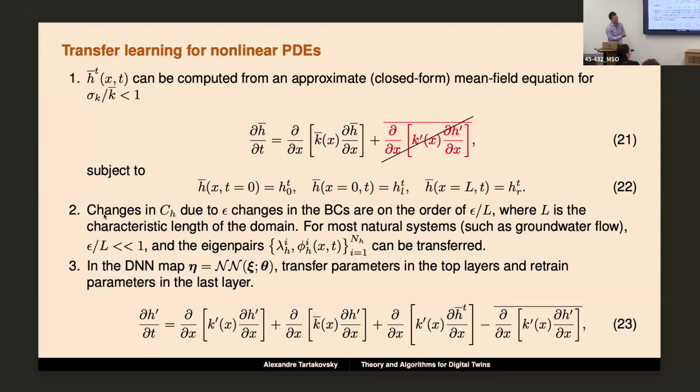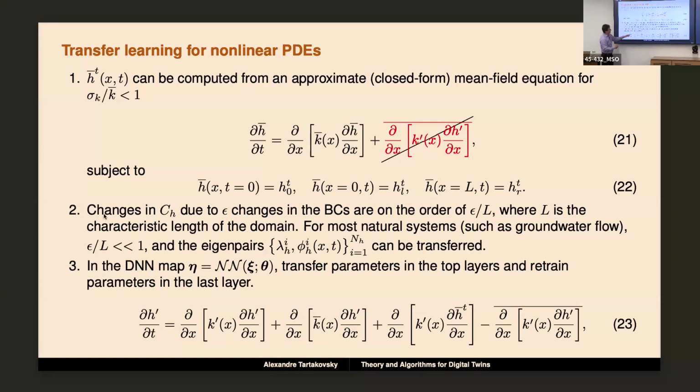Right, so my question was not properly posed. You say that the changes in the covariance are of the order of epsilon over L. Yes, with a constant in front. You're absolutely right. But here we're still in this regime where the variance is small. For large variance of K, the coefficient in front would be larger, but we are operating under this small variance assumption. So this covariance can be transferred.